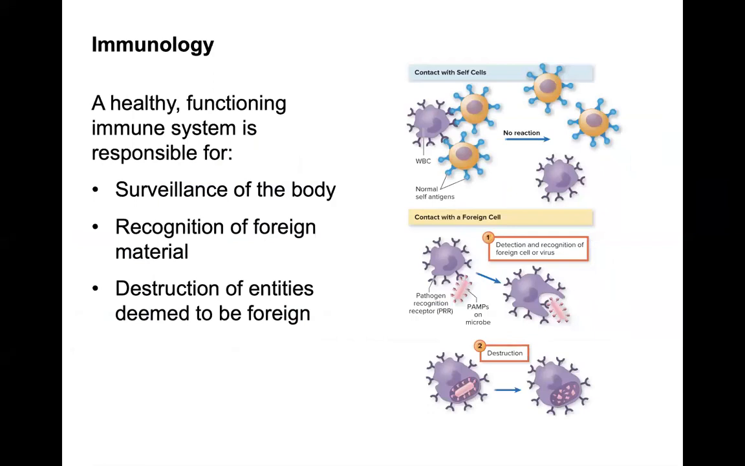Now, a healthy functional immune system is responsible for the surveillance of the body, recognition of foreign materials, as well as the destruction of entities that are deemed to be foreign. What these immune cells will be able to do is contact self cells, and you should get no reaction between your immune cells and your self cells. But if you have contact with a foreign cell, the detection and recognition of a foreign cell or virus should lead to the destruction of that foreign cell and/or virus.